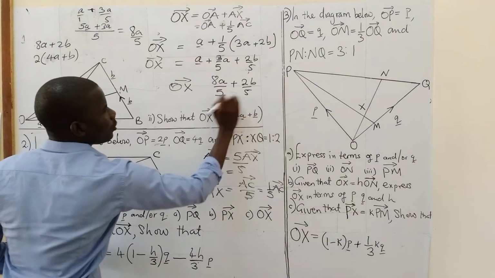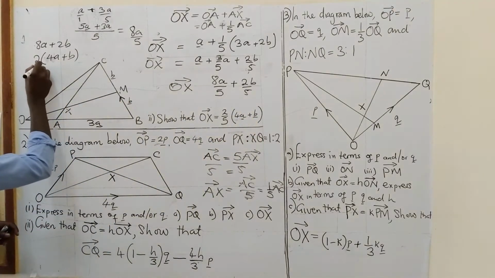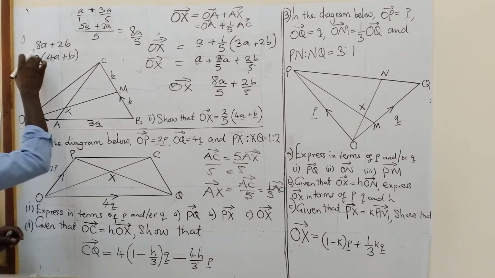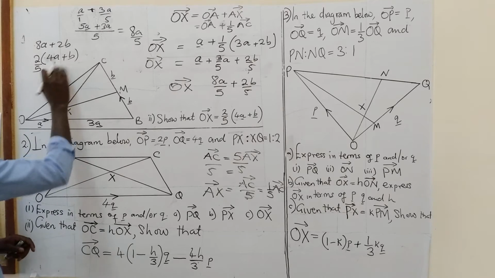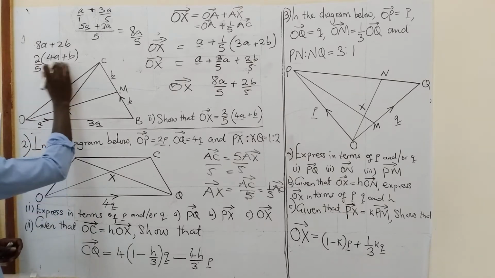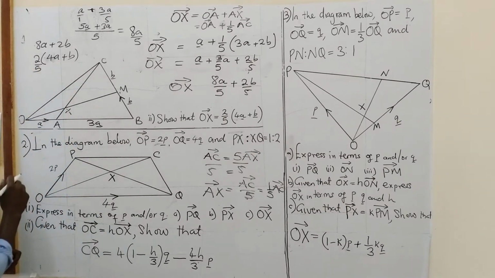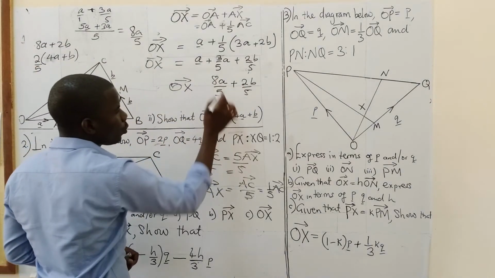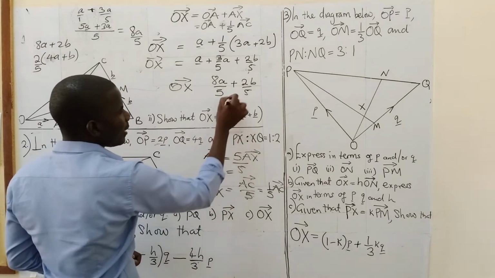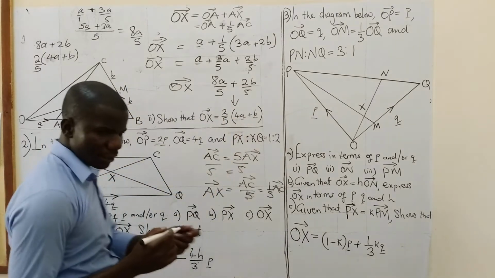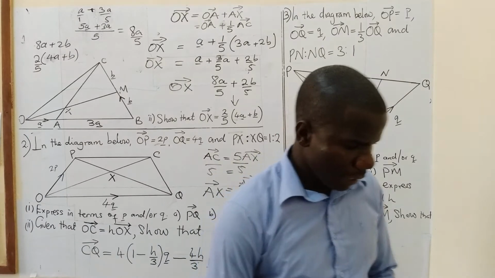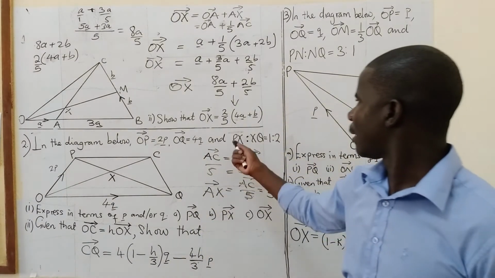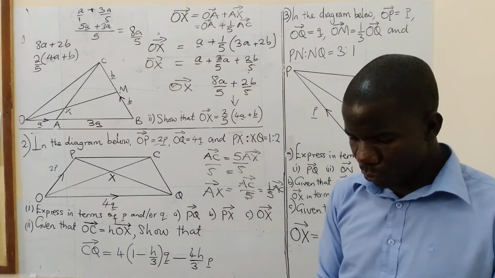But take note that the denominator is the same. So even the 5 is going to come out. So in other words, we are factorizing 2 over 5, and this is what is going to remain in the brackets. So when you factorize 2 here and 5 the denominator, it brings us direct to this one. Hence, we have proved the vector. So this is what we're supposed to find.